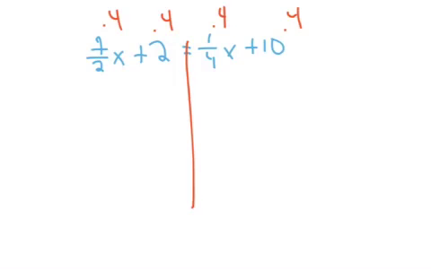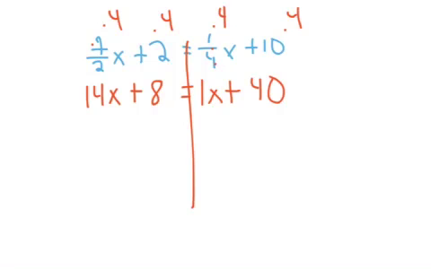Draw your line down your equal sign. 7 times 4 is 28. Divided by 2 gives me 14x. Plus 2 times 4 is 8. Equals 1 times 4 is 4. Divided by 4 gives me 1x. Plus 10 times 4 is 40. Oh gosh, you have variables on both sides, which cannot happen.